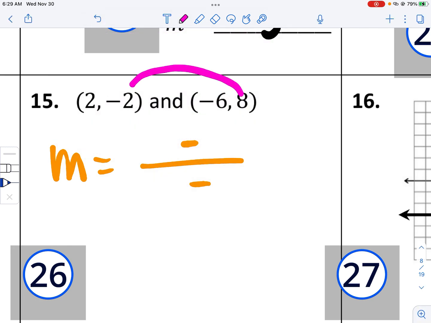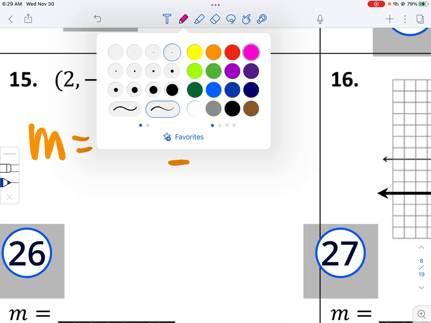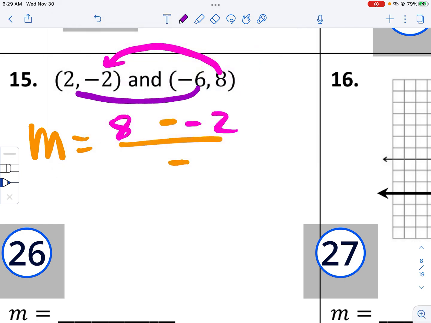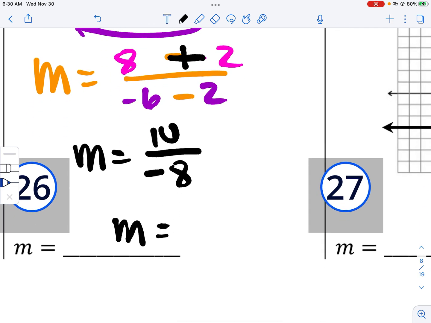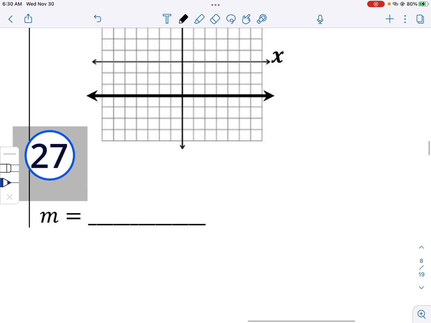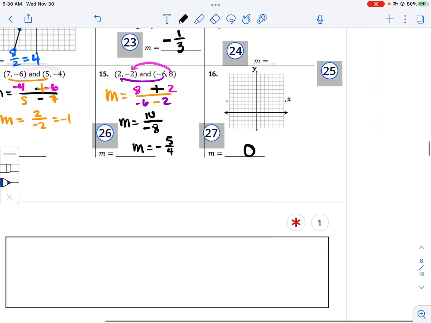This one, if I subtract these two, 8 minus negative 2, sorry, my hand, I subtract these two, negative 6 minus 2. This turns to a plus. I would get 10, and I would get negative 8. So I simplify this. 2 goes into both of those, so negative 5/4. This one, anytime you have a horizontal line, you get 0 as your slope.